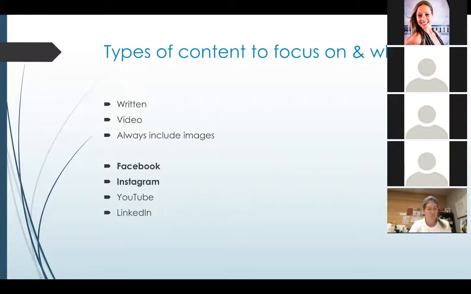Okay, so a couple of different things to focus on and where. I'm just going to give you a little bit of feedback totally based on my experience. Now, if you have success in other realms, you are more than welcome to utilize those as well. So typically what you're going to see is either written or video content. There's a statistic that by next year, like by 2019, over 90% of content that is consumed online is video-based content. So if you're not doing videos, particularly like Facebook Live videos, which I'll talk more about, you're missing the boat.